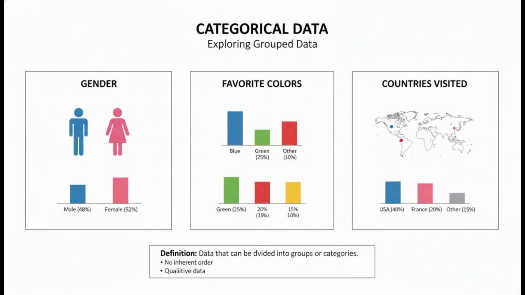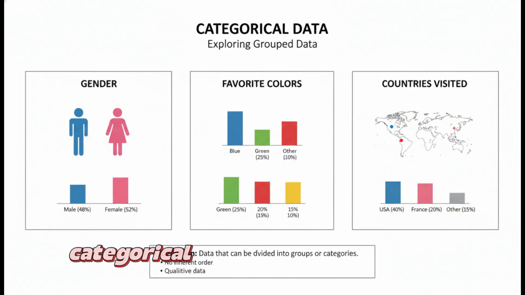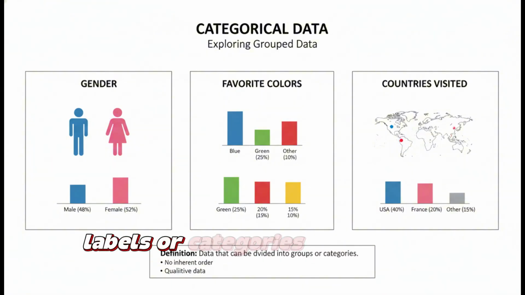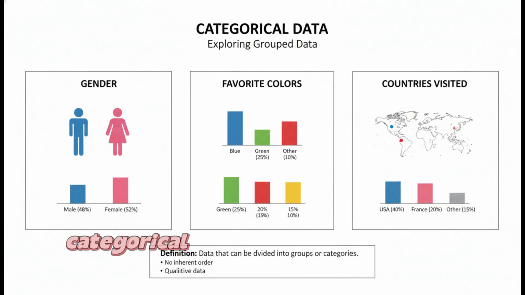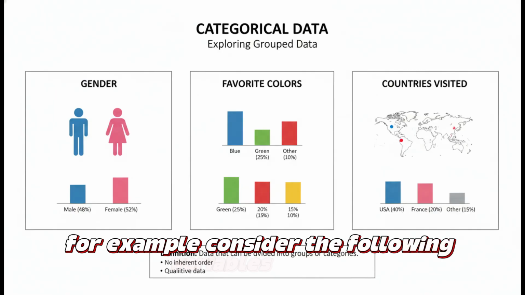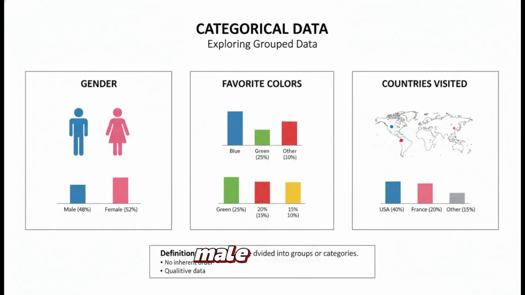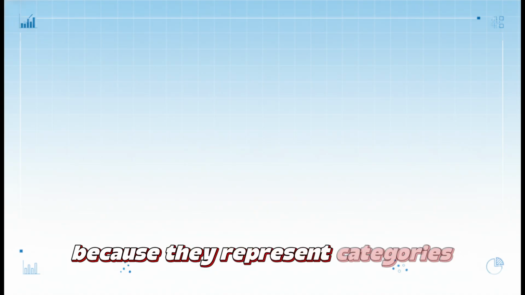Categorical data. The third type of data we will discuss is categorical data. Categorical data represents groups, labels, or categories rather than numerical values. Instead of measuring quantities, categorical data describes types or classifications. For example, consider the following variables: gender, male, female; color, red, blue, green; country, USA, Japan, Germany; type of transportation, car, bus, bicycle. All of these are examples of categorical data because they represent categories.